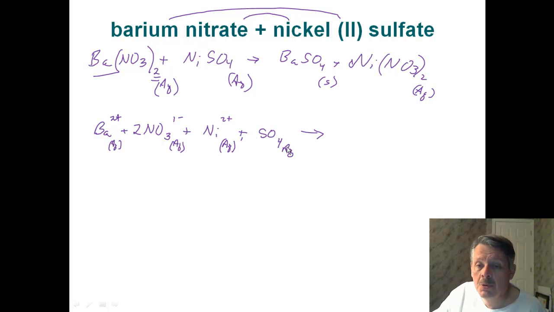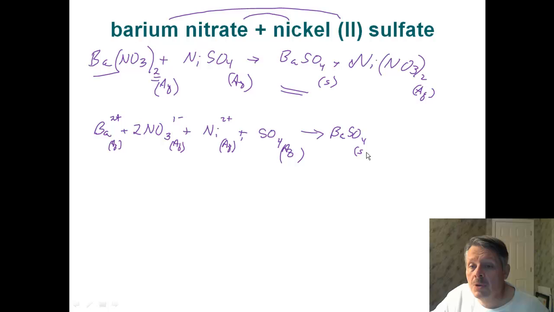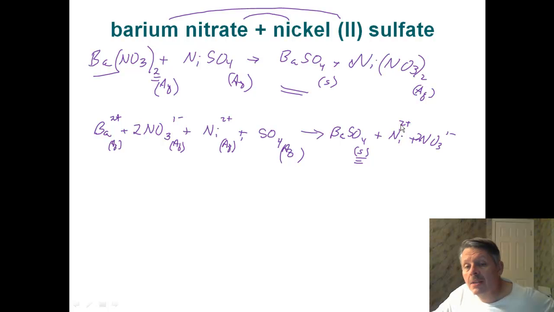Now let me do the right-hand side of my equation. The right-hand side of my equation is barium sulfate. Well, notice barium sulfate's a solid, so we just write that as barium sulfate. And we do not break it apart because it's a solid. Well, we do break apart the nickel from the nitrate. Right? And there are 2 nitrates, and each one has a 1- charge, and nickel has a 2+ charge. All right, so that is our full ionic equation.